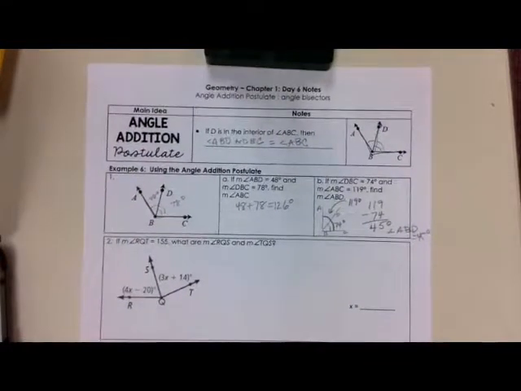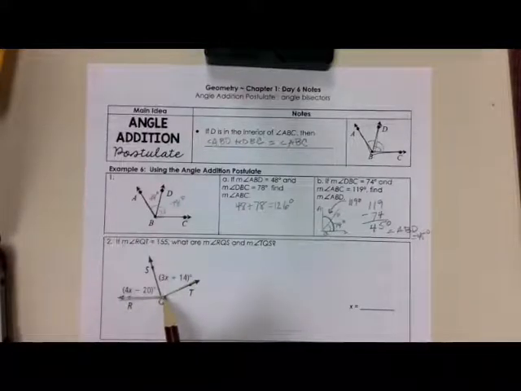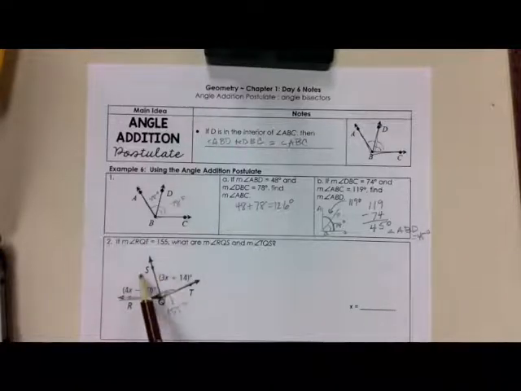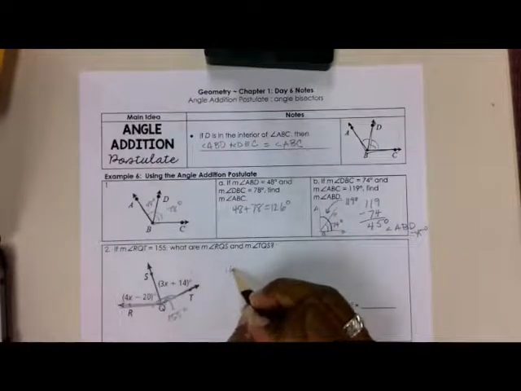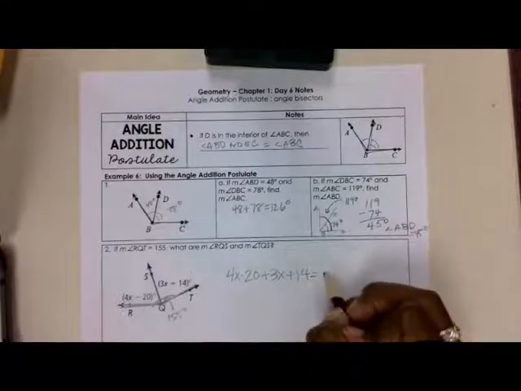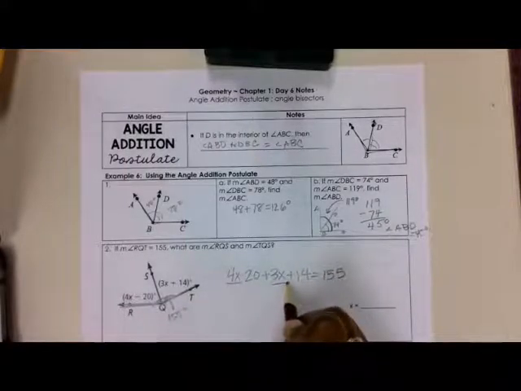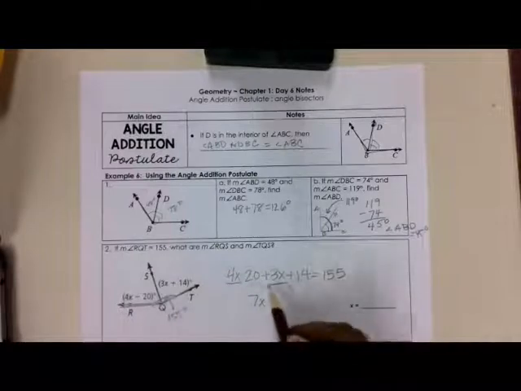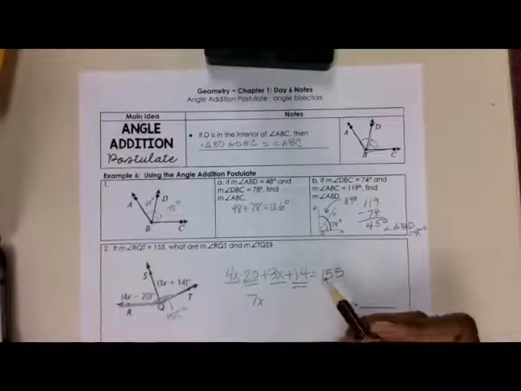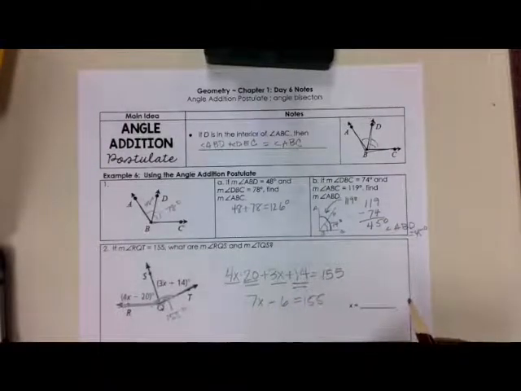Alright, so the next one, if the measure of RQT is 155, so RQT is this whole thing. We know that whole thing is 155. So part plus part equals whole. So 4x minus 20 plus 3x plus 14 equals 155. Combine like terms, so these have x's, so 4x plus 3x is 7x. Negative 20 plus 14 is negative 6, equals 155.